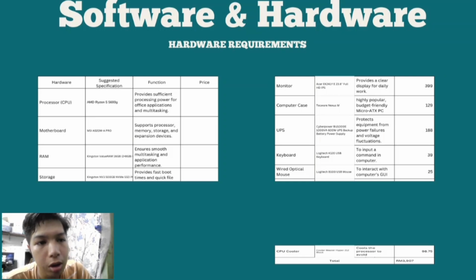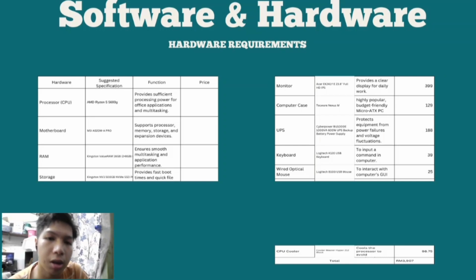First off, we're going to talk about hardware. The first thing is the processor, which is the CPU. We picked AMD Ryzen 5 5600G. We picked this because it is reliable. It has 6 cores and 12 threads. We picked this processor because it is reliable for web browsing, educational purposes, and also it is good for multitasking.